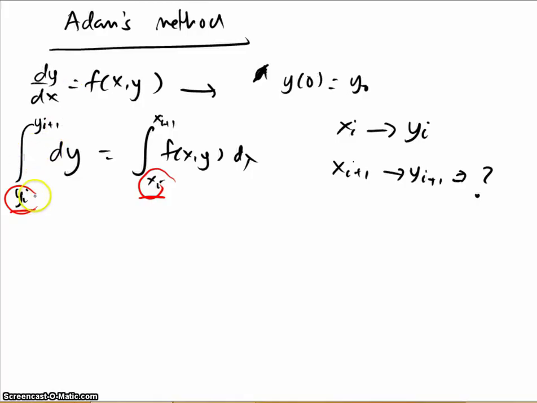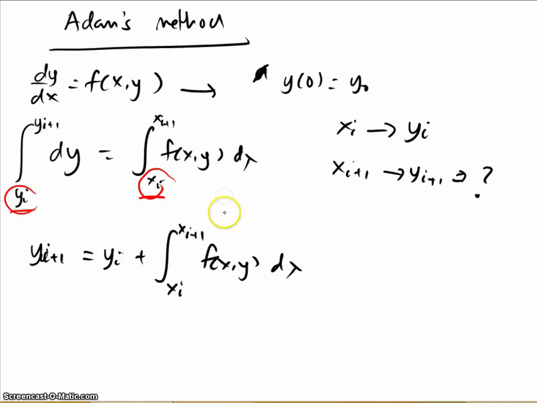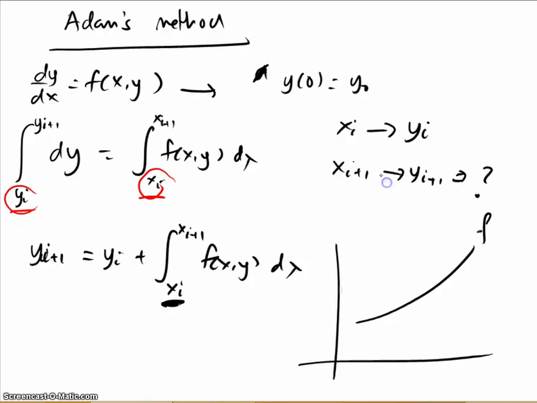If I evaluate this integral, this would be y_{i+1} equals y_i plus the integral from x_i to x_{i+1} of f(x, y) dx. Again note that this is now only x_i instead of all the way to x_{i-n}. So if this is your function f here and you want to do the integration, unlike your Newton Cotes method where you take all the values previously, you're only taking this x_i value to find out what is your value at x_{i+1}.